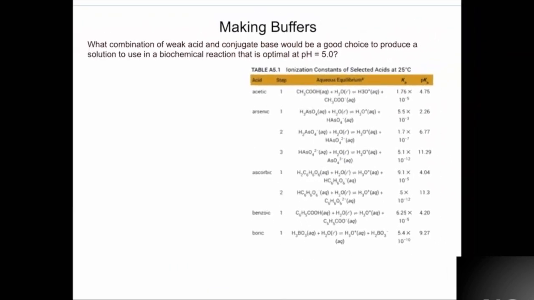It looks like it's a little fuzzy, but I think you can see what you need to see in here. This is taken from the textbook. So the question is asking us what combination of weak acid and its conjugate base would be a good choice to produce a solution to use in a biochemical reaction that is optimal at pH 5. So there's a lot to unpack there, all right? We want to set up a buffer system that buffers our system close to a pH of 5. So this is our target. This is our target pH.